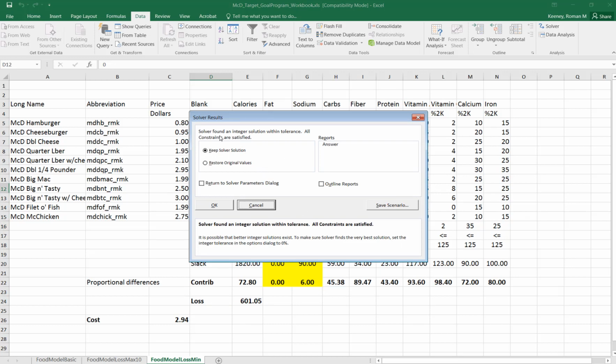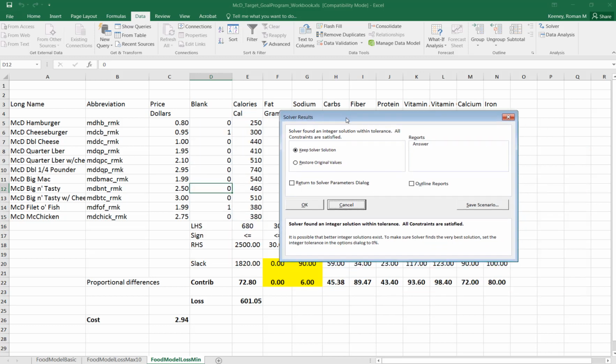It says Solver found an integer solution within tolerance, all constraints are satisfied. It again only tells us there's an answer report, and it says there could be a better solution. There's not. This is a small problem, but it tells you that you can look in the options. But the real issue here is that we only get the answer report, and we should ask ourselves about that.